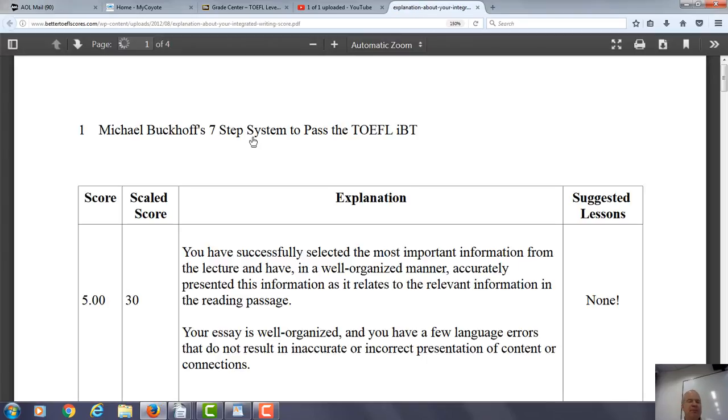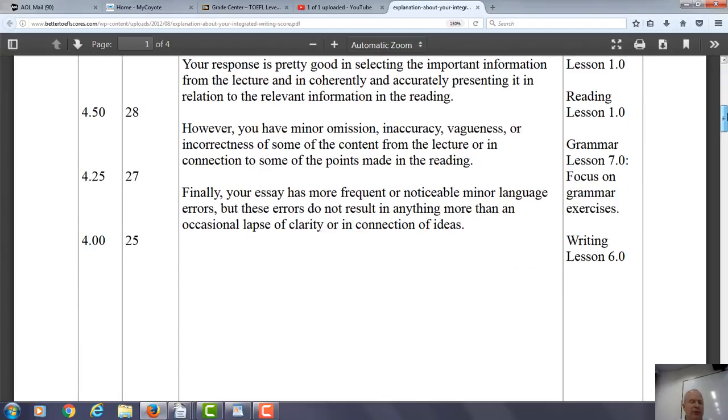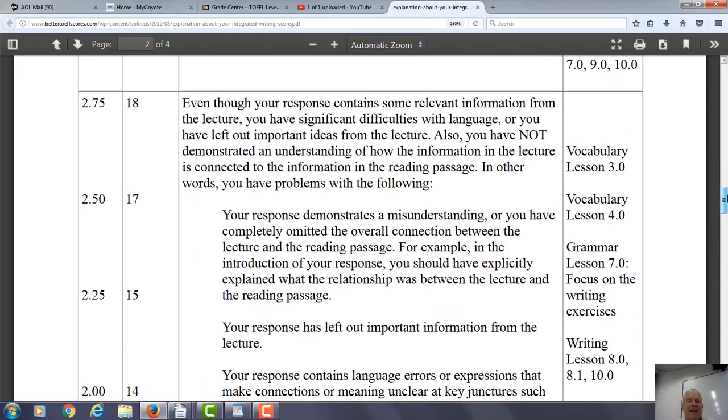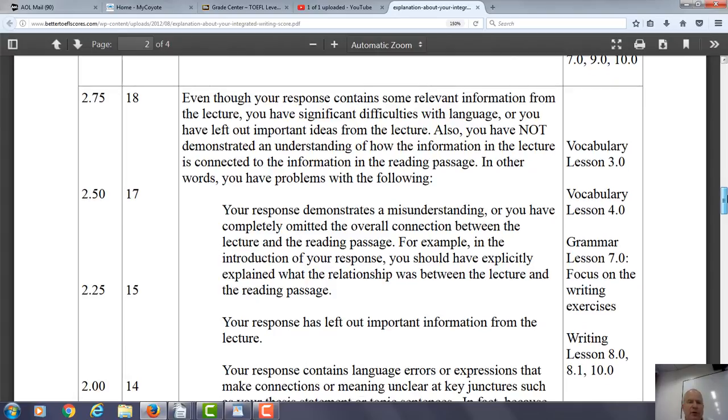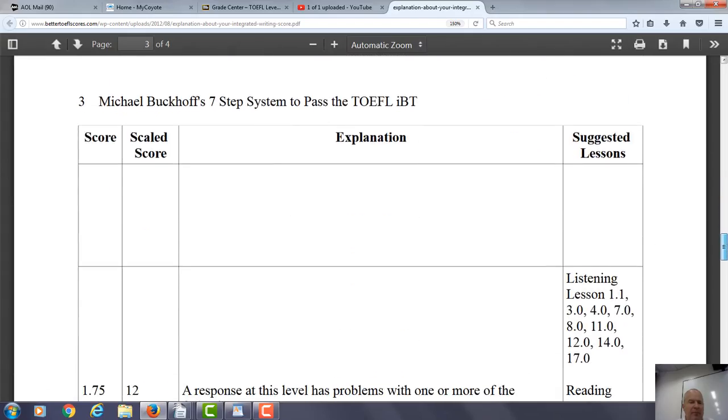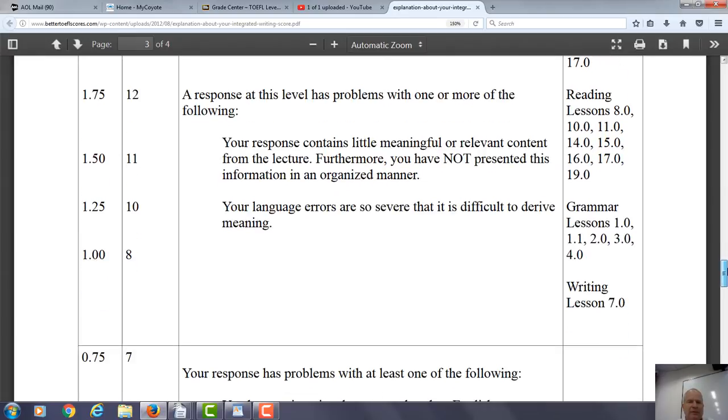Okay, so on this one, the problem is with the lecture, that's what's killing you really, right? So you've omitted at least one major key point from the lecture. You did more than that. You didn't include any points from the lecture. So you have not demonstrated an understanding of how the information in the lecture is connected. Your response contains little meaningful or relevant content from the lecture. I'll give you 1.7 out of 12 on this one.